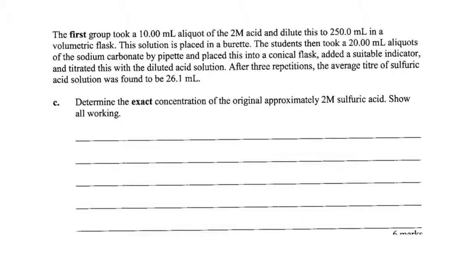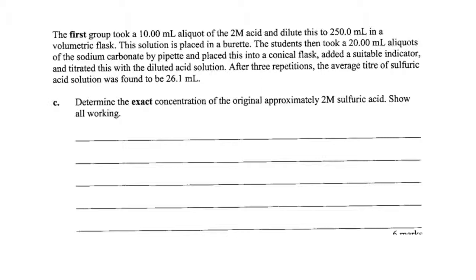So taking 20 ml aliquots of the sodium carbonate, placing it in a conical flask, adding a suitable indicator and titrating with the acid solution. So yeah, that's not actually usually how it's done. But anyway, what we've got is the average titre of the acid solution is found to be 21.61 ml. But all we've got to really think about here is stuff that we know.